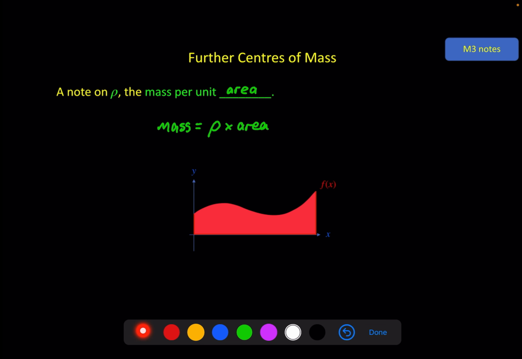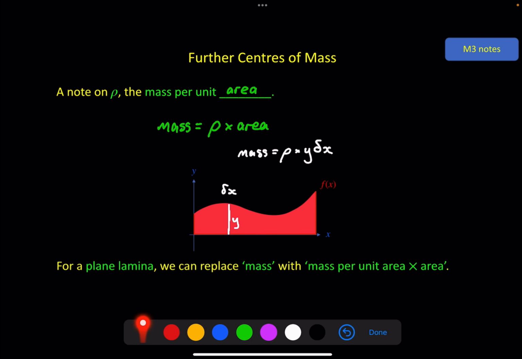And of course what we want, and what we're talking about here, is the little strip y delta x. And the mass of that little strip then is equal to the mass per unit area times the area of this strip, which is y times delta x, if again we're thinking of it as a very, very thin rectangle. So the area of that is y delta x, and the mass is rho times y delta x. So for a plain lamina, in the formula that we had, we can replace mass with mass per unit area times the area, because in these questions area tends to be the thing that we actually know, and mass is always the thing that we want.